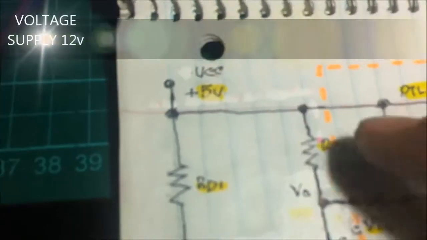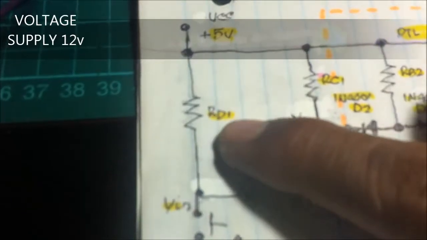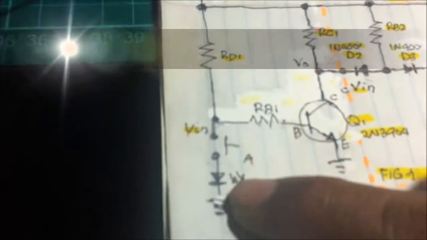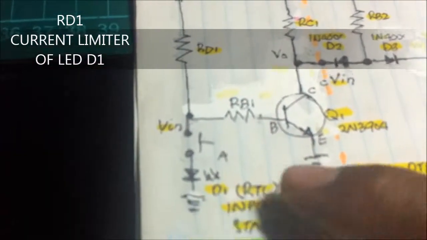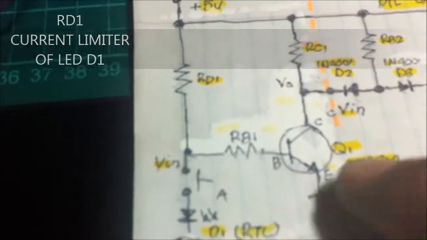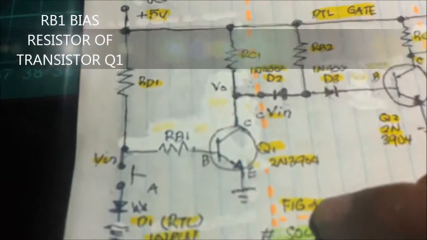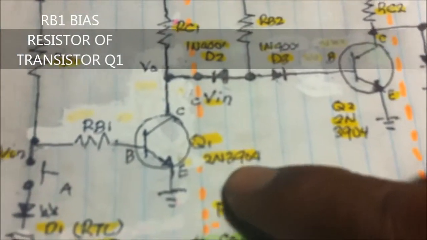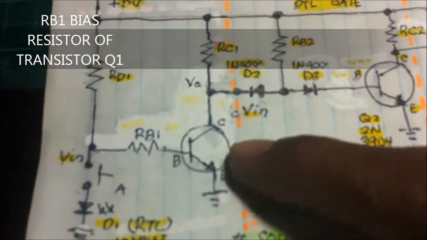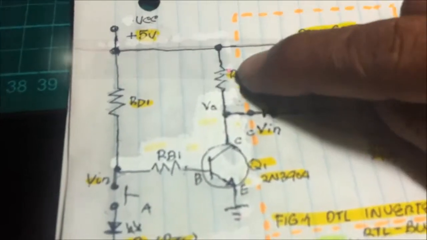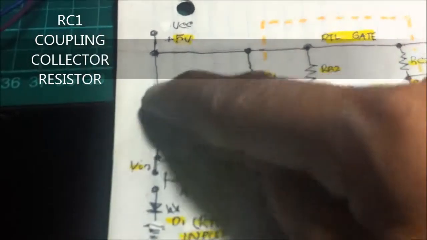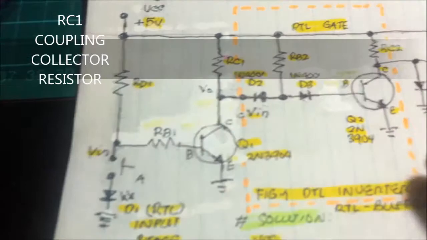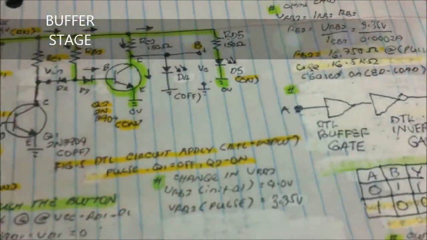It works on 5 volts and 12 volts. And then we have an RD1 resistor. Connected also is the push button and the LED. Also, we have the base resistor RB1, and then this Q1 transistor, 2N3904. And this part also connected is the collector resistor. And this portion is a buffer stage, just like this one, an RTL buffer gate.